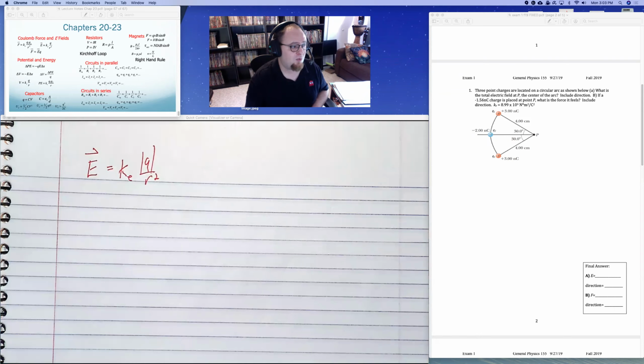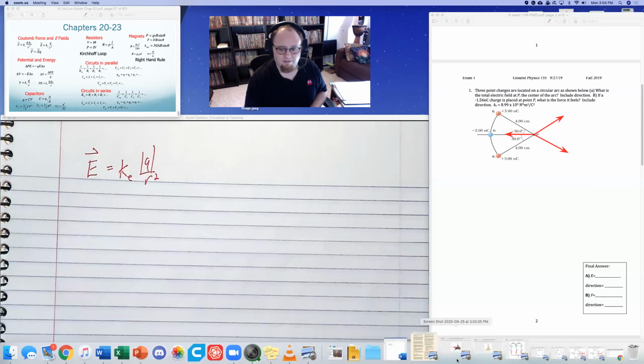What we know is that electric field always points away from positive charges and towards negative charges. So at point P, Q1 is going to cause an electric field pushing away from it, because it's positive. At point P, Q2 is going to put an electric field towards it, because Q2 is negative. And at point P, Q3 is going to put another electric field pushing up and away, again because it's positive.